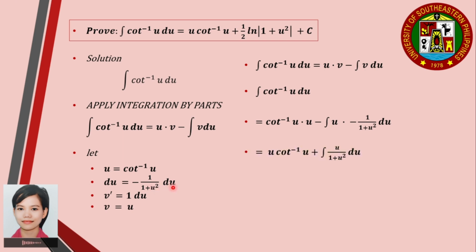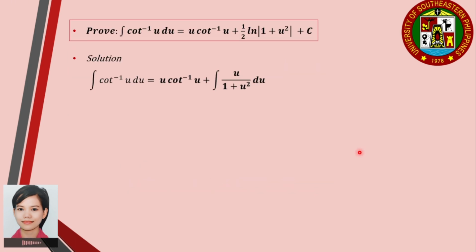So we simplify this one. So arc cotangent u multiplied to u equals to u arc cotangent u plus the integral of u all over 1 plus u squared du. From this one, we are going to apply again the integration. So for the solution, we have to rewrite again the problem, no? So the arc cotangent u du equals to u multiplied to the arc cotangent u plus the integral of u all over 1 plus u squared du.